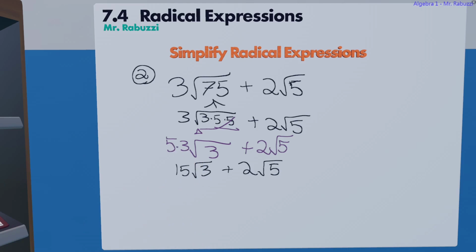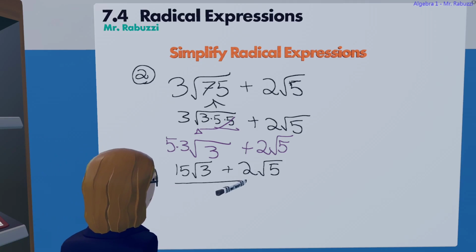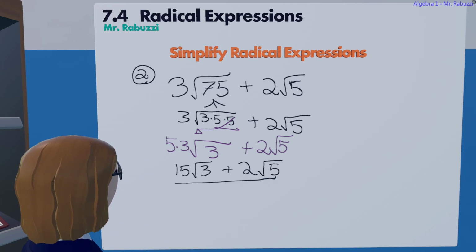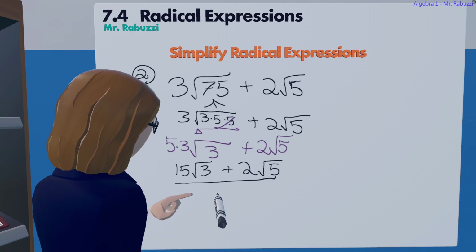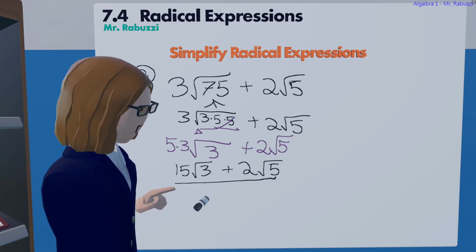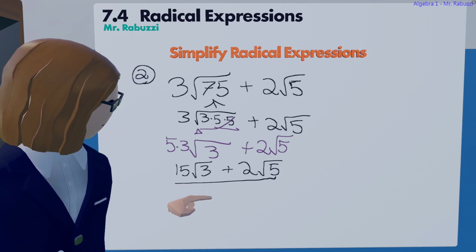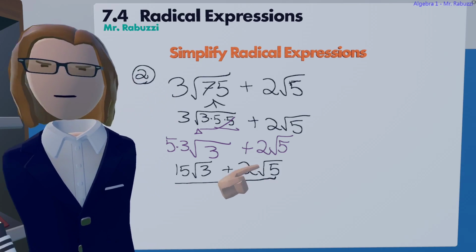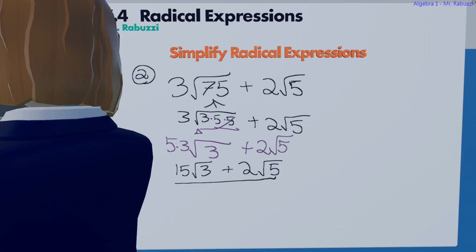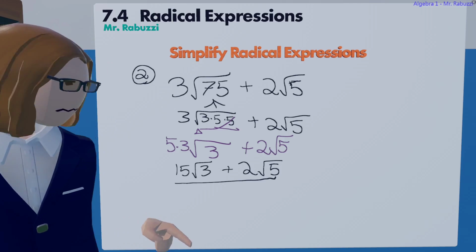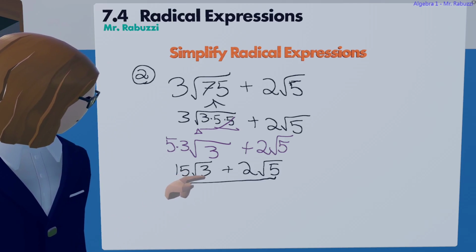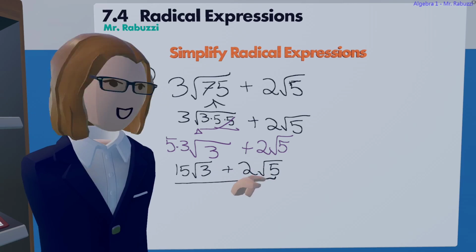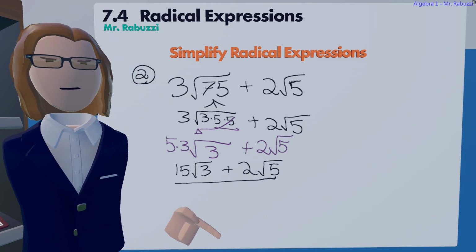Okay, so we're done now. This is the answer. This is as simple as we can go. We can't really add them together anymore because this one is a root 3 and this one is a root 5. They don't work together. You could pretend that this is like 15x and this is 2y. We can't add x's and y's neatly.